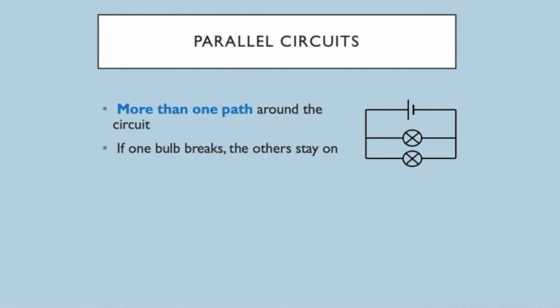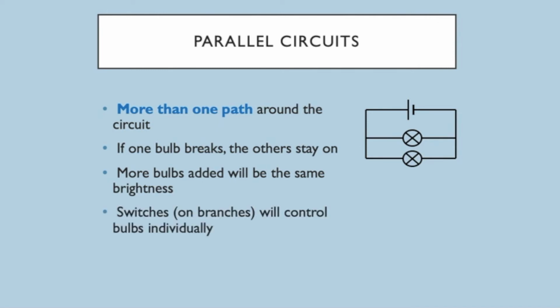If one bulb breaks, then the others would stay on as long as they're on different branches. If you add more bulbs, then each of the bulbs would be the same brightness. And if you put switches on the different branches, you could control the bulbs individually.